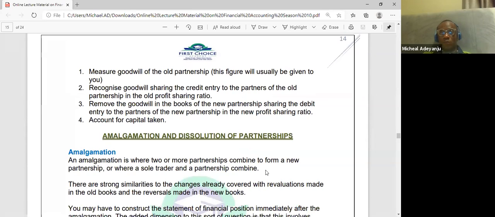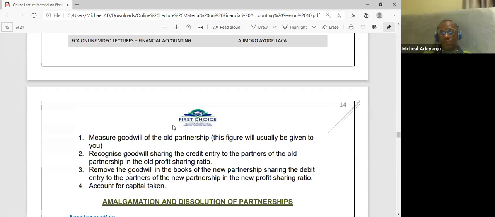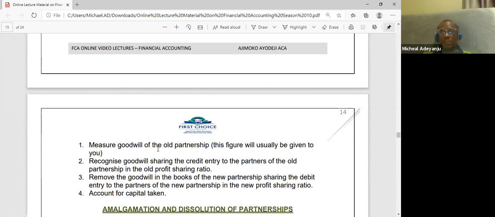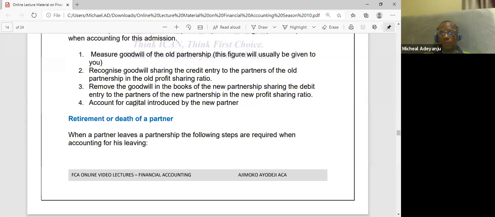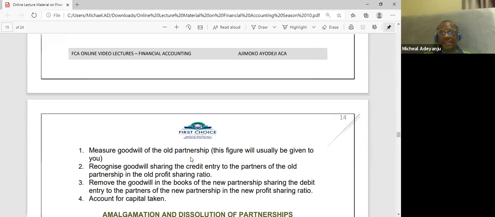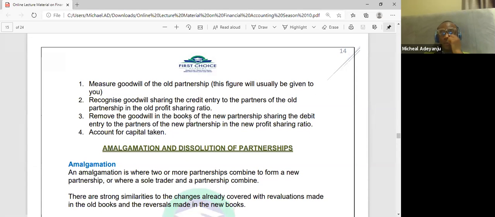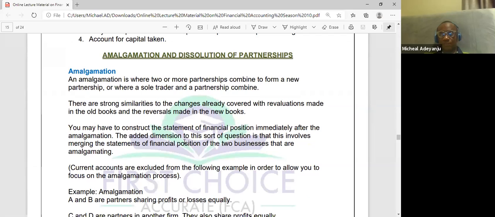So when a partner is retiring, it is almost a similar case, but with just an additional one. Measure the goodwill, recognize the goodwill sharing, remove the goodwill from the books, and account for the capital taken. Here, we account for the capital introduced because we are admitting a new partner. Here, we are accounting for the capital taken because we are letting go of a particular partner. Just note that's the only difference.